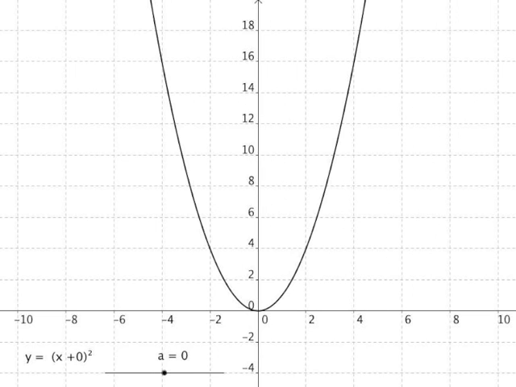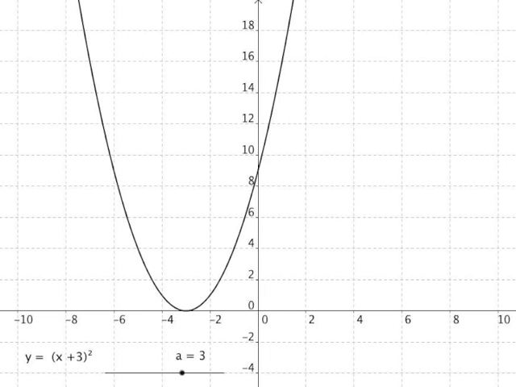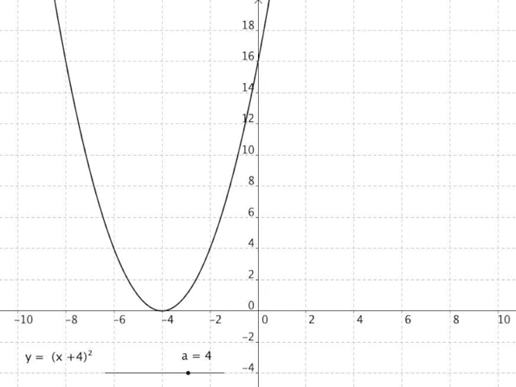A actually tells us the size of the translation as well. If you look at the very bottom of the graph, where it passes through the origin, the point 0, 0, let's say we look at this graph now, which is open bracket x plus 4 close bracket all squared. You can see that the bottom of the graph is now at the coordinate minus 4, 0. So it's actually shifted by 4. The size of a tells us how far we need to shift the graph as well. We need to shift it by a.